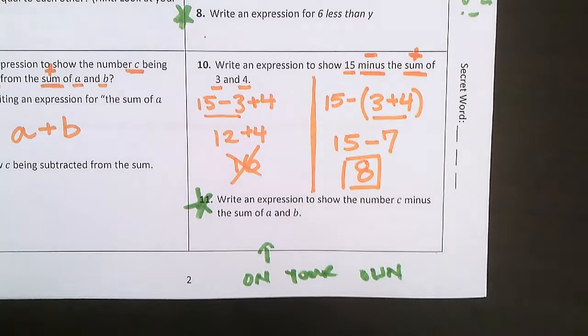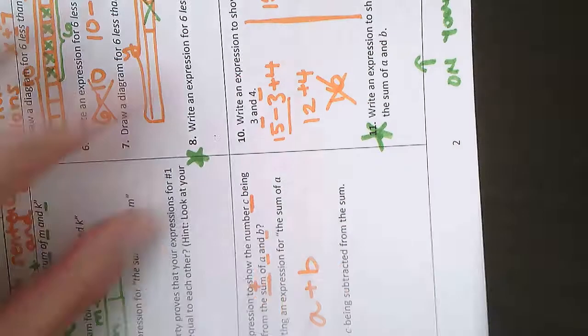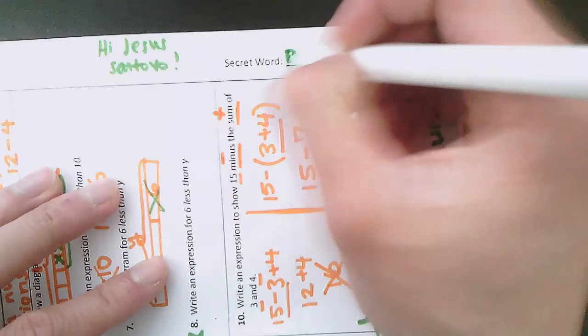And I know it's hard to hear, so for now, you're lucky. I'm just going to tell you our secret word is D-O.